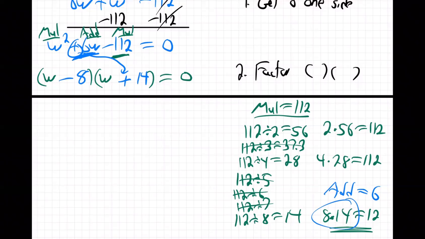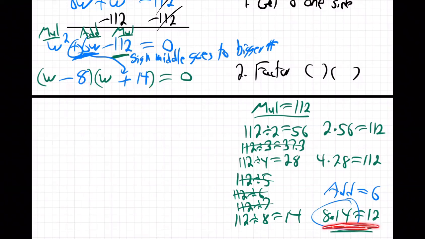Remember, sign in the middle goes to the bigger number. So that's plus sign in the middle goes right there to the 14, which is a bigger number. Plus 14 minus 8 is plus 6. That's right. And they multiply to be negative 112 because negative times positive is negative.